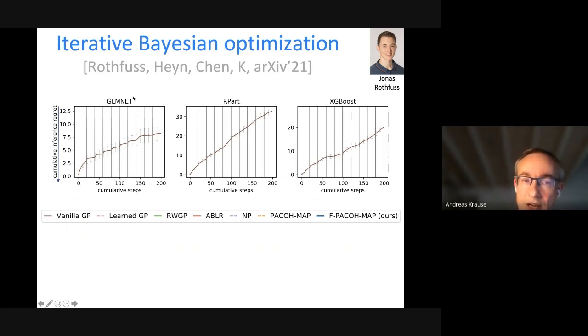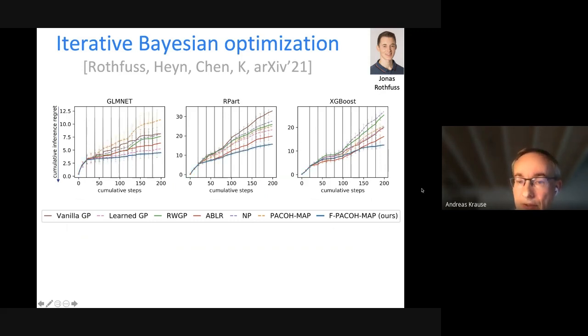So here each vertical bar corresponds to a new data set that we transfer to, on these 3 different machine learning models. And here's just the vanilla GP that doesn't share any information across the different tasks. And here are different baselines like learned GPs, rank-weighted GPs. This is a method that essentially meta-learns a mean and covariance in a Bayesian linear regression model, and so on.